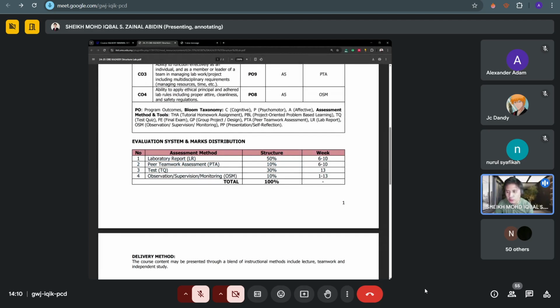So your lab report will be 50% in weightage, right? Done from week 6 to 10. And then peer teamwork assessment is 10%. Okay, so peer teamwork assessment is where you assess your lab members. All right. So throughout your 14 weeks, you're going to be given a form, right? So this form is confidential. All right. So this form is where you assess your lab members.